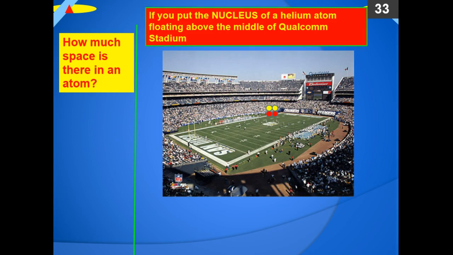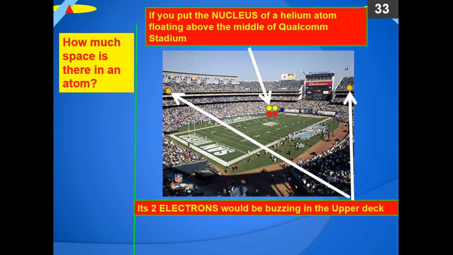The desk you're sitting at is 99.9999% empty space. So let's look at this example here at the stadium, which used to be Qualcomm, which used to be a bunch of other things. Let's say we put a nucleus of helium right in the middle above the 50-yard line. Where would the electrons be? Well, there you can see them up in the upper deck there. They're really not staying there. They're buzzing all around the stadium. They basically would be buzzing all over the interior of the stadium and well up above the stadium and even down underneath the stadium. But that's how far away they would be from the nucleus.